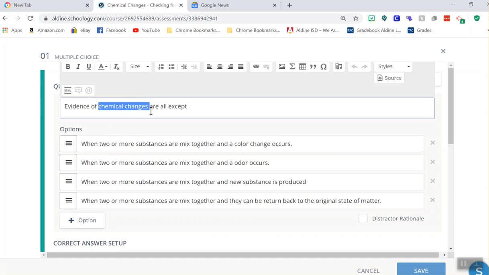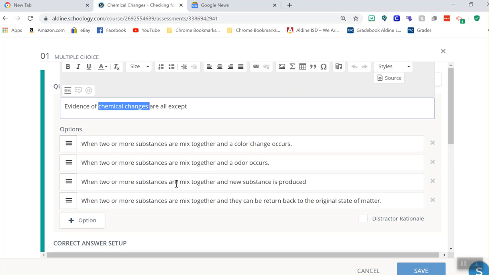Evidence of chemical changes are all, okay, when two or more substances are mixed together and a color change occurs. Okay, yes, you can get that from the study guide, so that's true of a chemical change. When two or more substances are mixed together and an odor occurs. Yes, this is also true from our study guide. If you're looking at your study guide, I'm looking at it right now, yes. There's a little skunk in the glass.